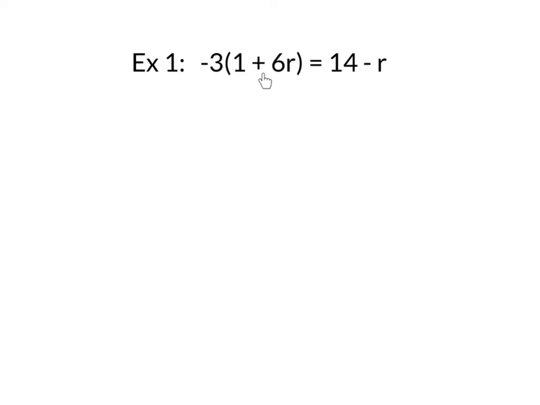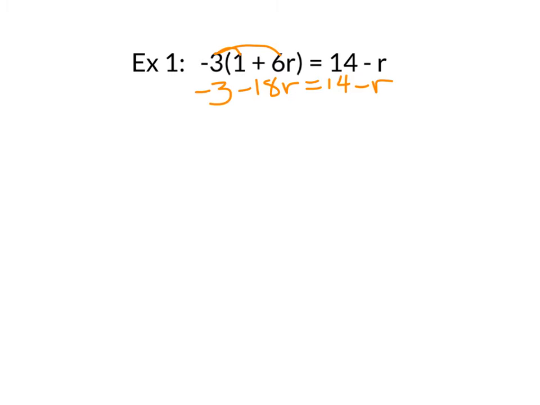So here we have one equation with only one variable, r, so we can solve this. The very first thing you want to do is, if you have parentheses with something in the front of it, we're going to distribute. That means we're going to multiply the negative 3 times 1 and negative 3 times 6r. So negative 3 times 1 is negative 3. Negative 3 times 6r is negative 18r. And we're just going to bring down the right side.